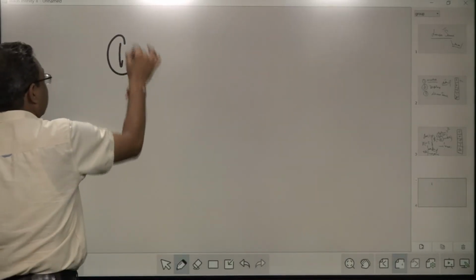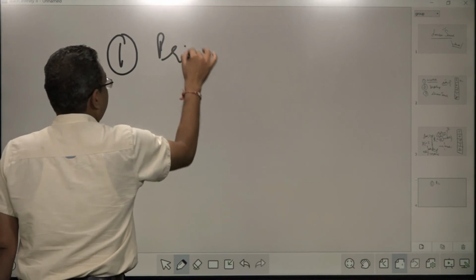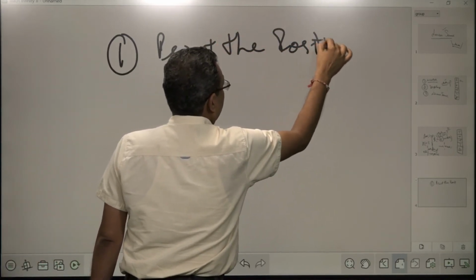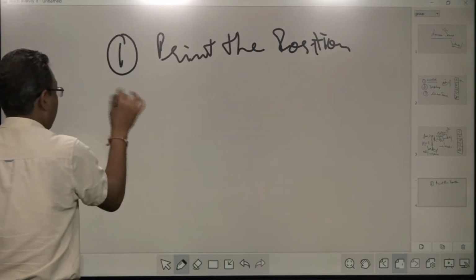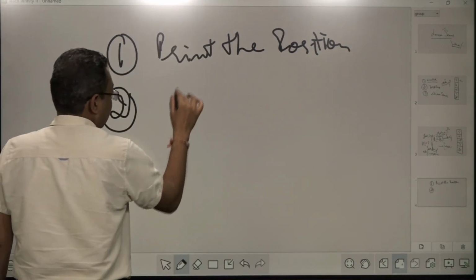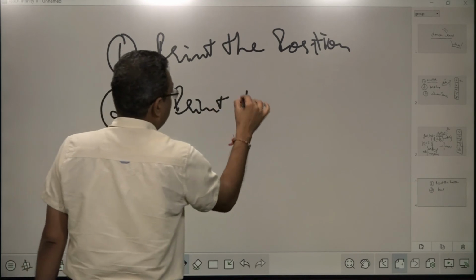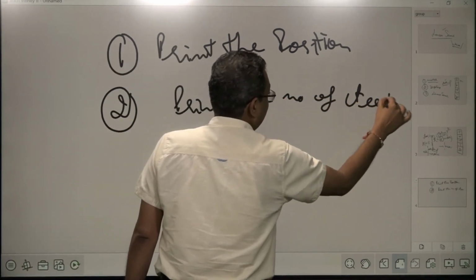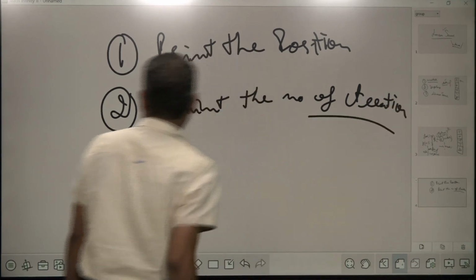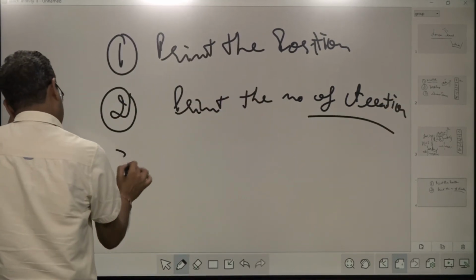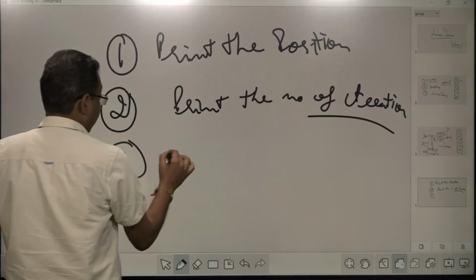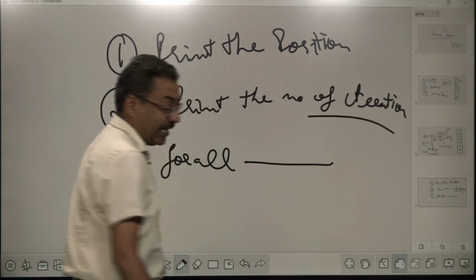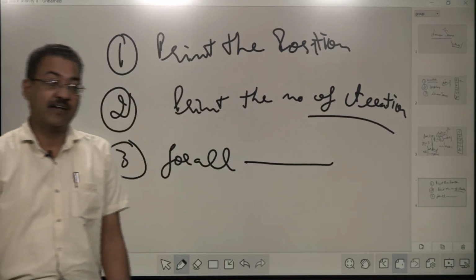A number of exercises can be there. Print the position. Second, if the data exists, print the number of iterations or how many times that data exists. Third one, for all the data, print how many times those data are existing, are available.